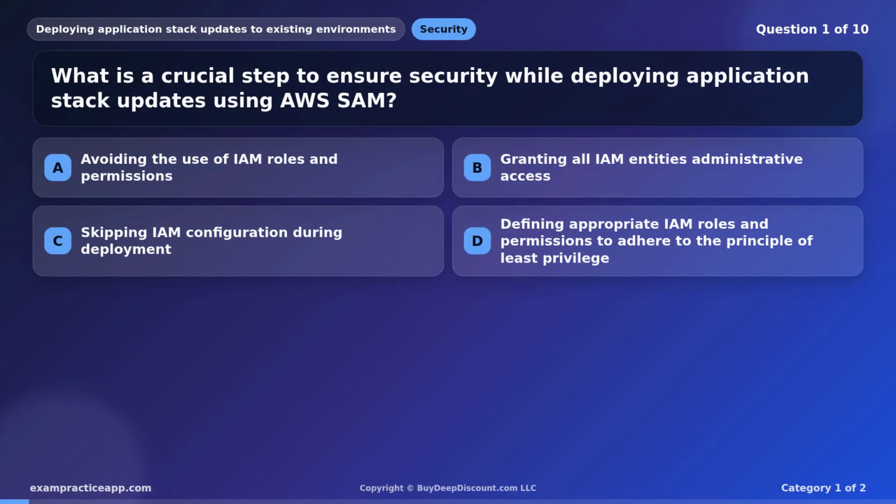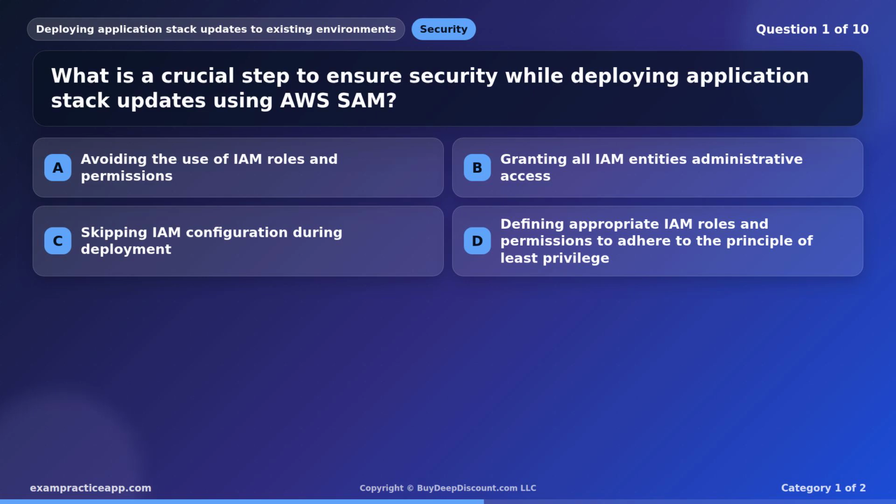Question 1. What is a crucial step to ensure security while deploying application stack updates using AWS SAM? Option A. Avoiding the use of IAM roles and permissions. Option B. Granting all IAM entities administrative access. Option C. Skipping IAM configuration during deployment. Option D. Defining appropriate IAM roles and permissions to adhere to the principle of least privilege.